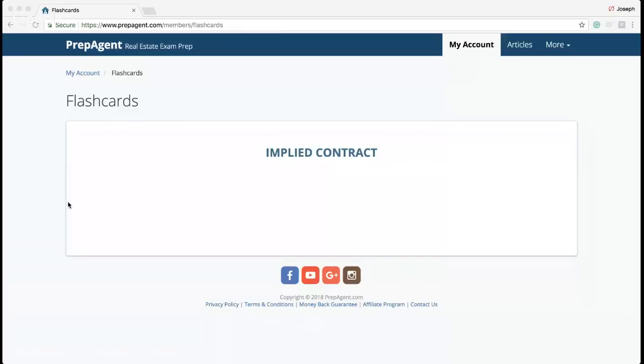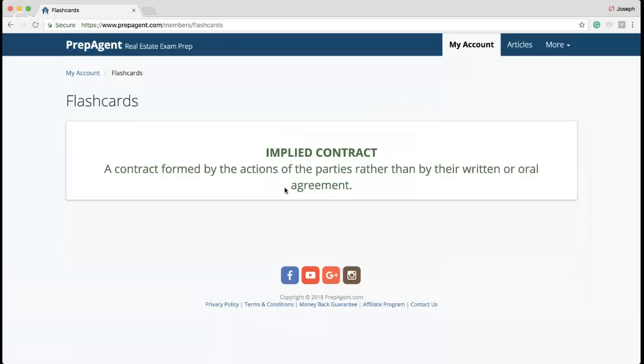Okay, if a contract is lacking one of those 4 essentials, does that make the contract void, voidable, or valid? What do you guys think? Void, voidable, or valid? That makes it void. Good. That makes it void. Okay, and there's the answer for implied contract on the board.